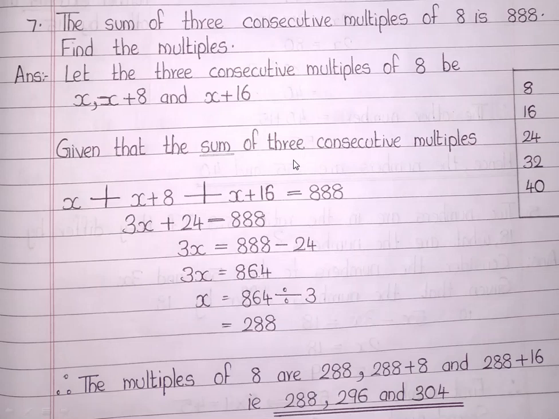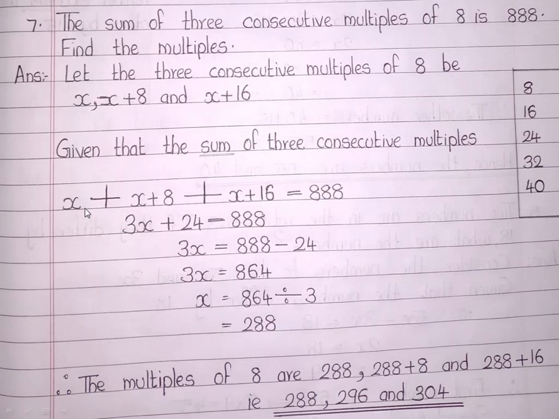Given that the sum of 3 consecutive multiples of 8 is 888. When you add the consecutive 3 multiples of 8, you are getting the value as 888. Okay, this is the first multiple of 8. This is the second multiple of 8 and this is the third multiple of 8, which you are considering in the question. I am not talking about 8, 16 and 24. Here it is the first 3 consecutive multiples of 8.